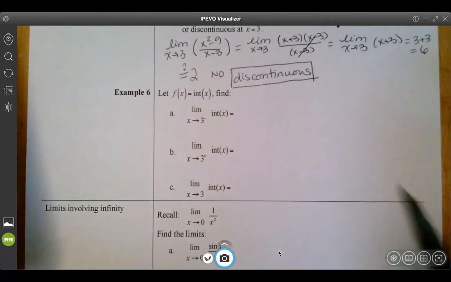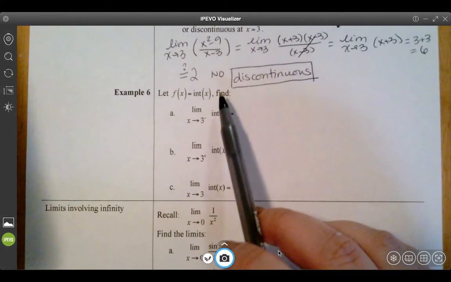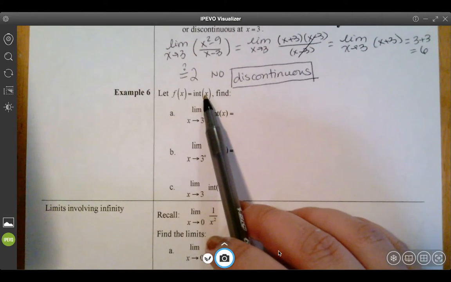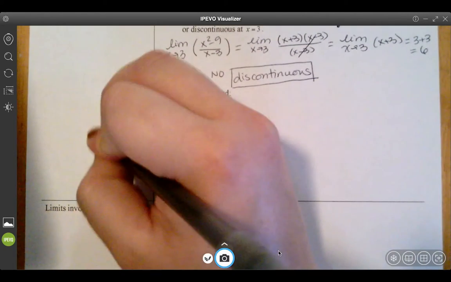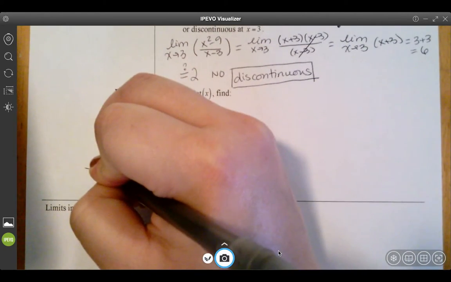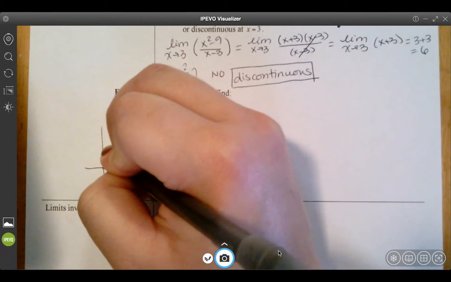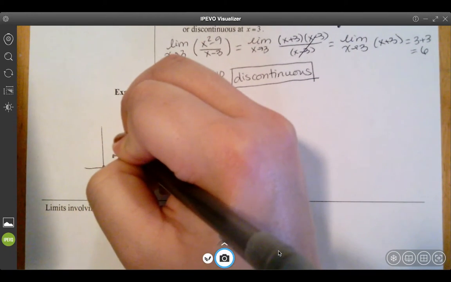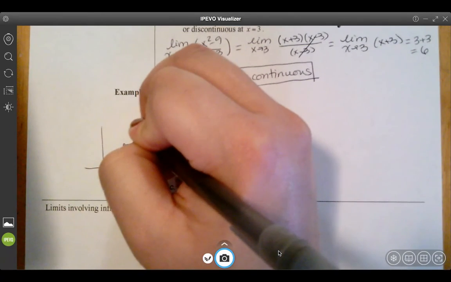And then let's look here at example 6. For example 6, we want to find each of the limits for the integer function. Now remember the integer function, 0 until we hit 1, and then it jumps up, also called the step function.